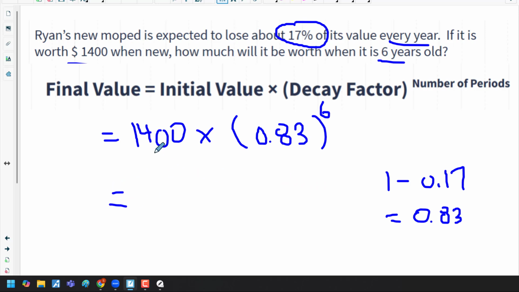Get your calculator out. You got to know how to input exponents in your calculator. It is difficult for some, so you have to practice. The final answer is $457.70, and we're rounding to 2 decimal places. So final value is around $457.72. That's how much it's worth in 6 years.